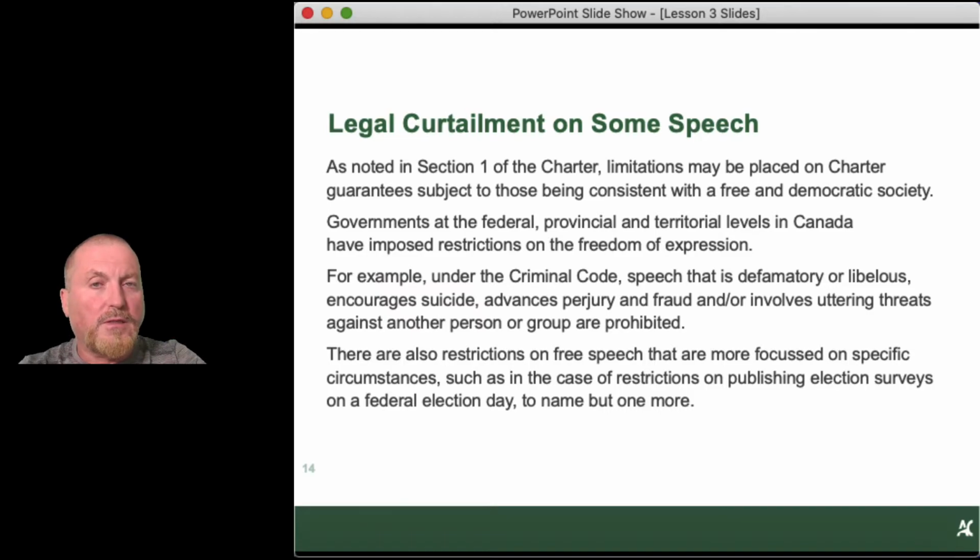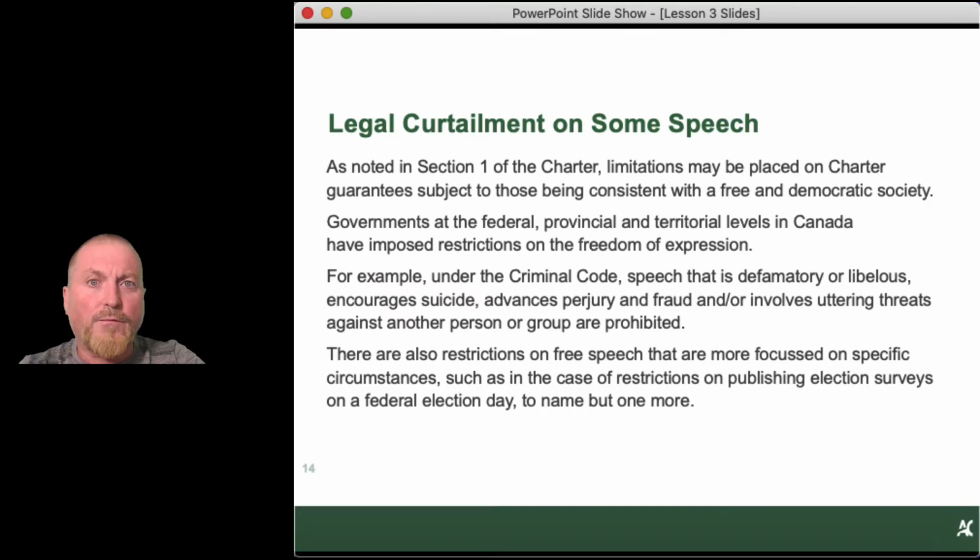Governments at the federal, provincial, and territorial levels in Canada have imposed restrictions on freedom of expression. For example, under the Criminal Code, speech that is defamatory or libelous, encourages suicide, advances perjury and fraud, or involves uttering threats against other persons or groups is prohibited. There are also restrictions on free speech that are more focused on specific circumstances, such as restrictions on publishing election surveys on a federal election day, to name but one. But there are many, as I've already cited.